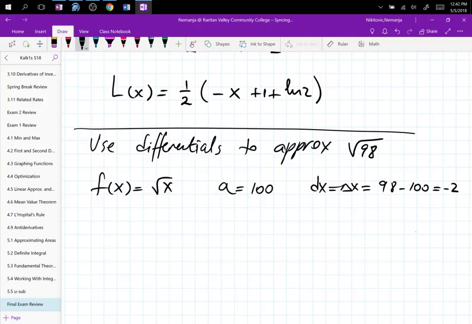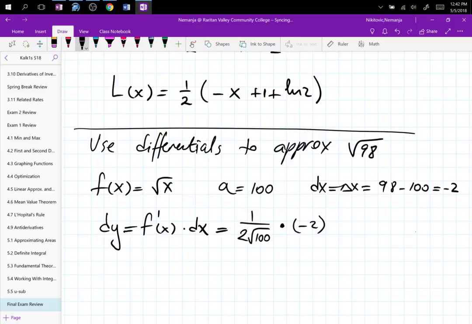So now, the differential dy is the derivative times dx. Well, the derivative is 1 over 2 square root of x, so we'll put 100 there, times negative 2. So if you can see, the 2 and 2 cancel, you get negative 1 over 10. And that's negative 0.1.